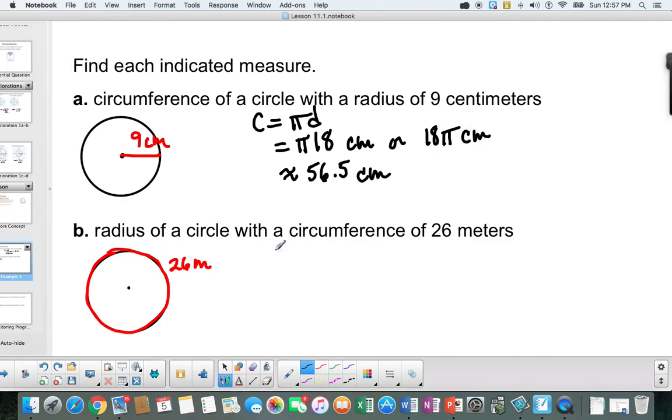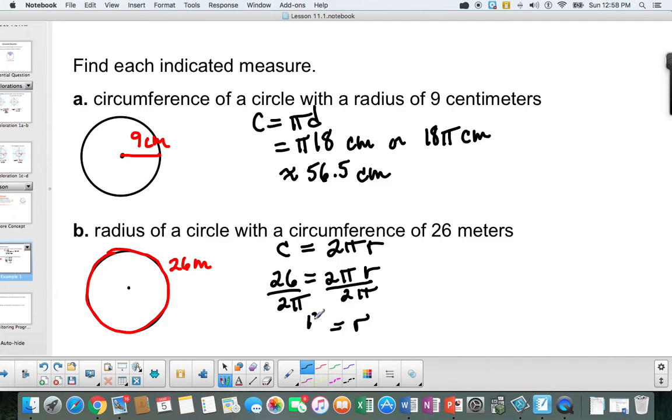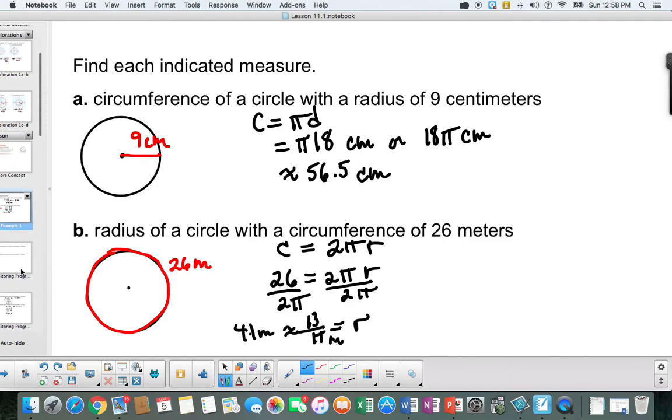Now what if I have the circumference? So in this formula, C equals 2 pi r, I have my circumference is 26, and I'm looking for my radius. So I'm going to divide both sides by 2 pi, and when I go ahead and reduce, my radius will be 13 over pi, and that'll be in meters. Now if you want to round that and put it in the calculator, the answer is about 4.1 meters. And again, that's about what you get when you take 13 and divide it by 3. That would be a good estimation to use.